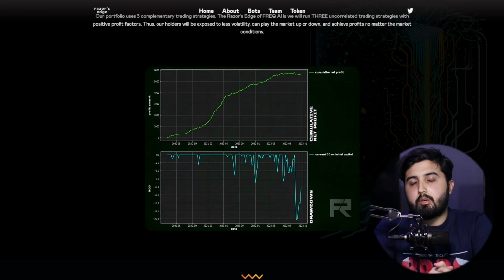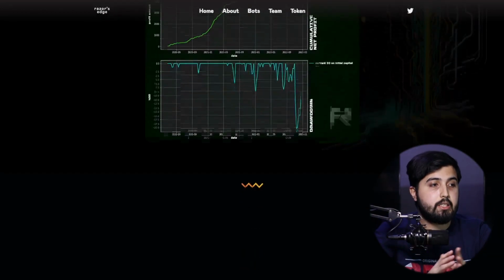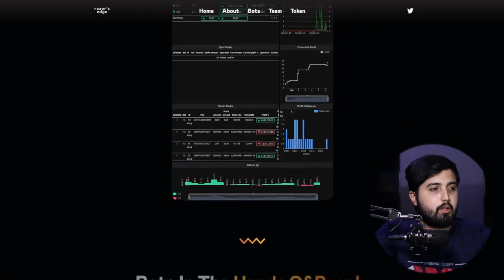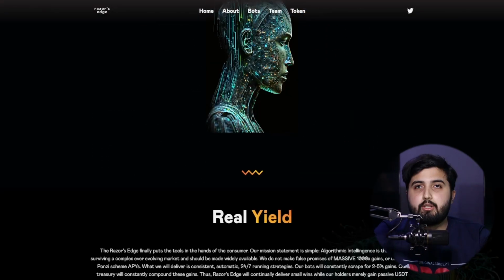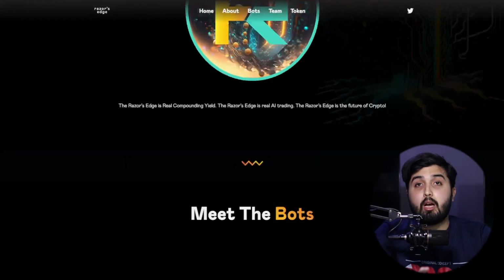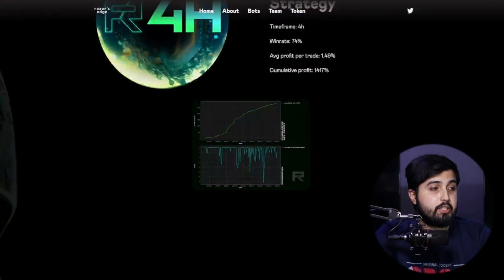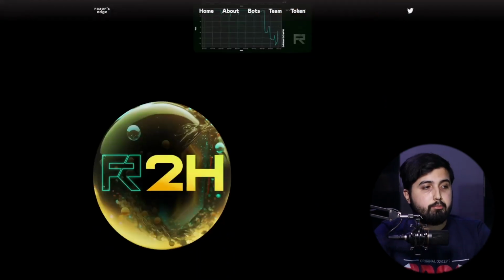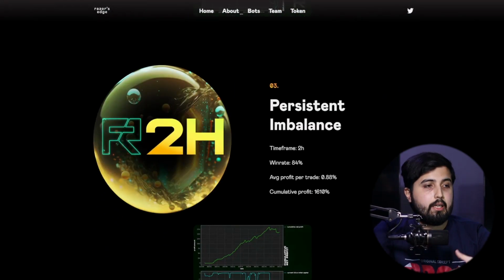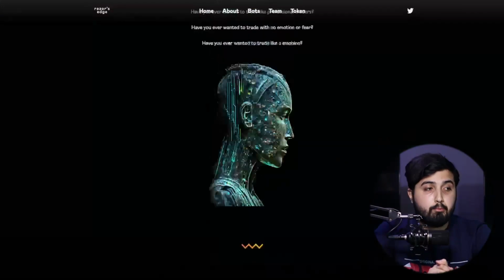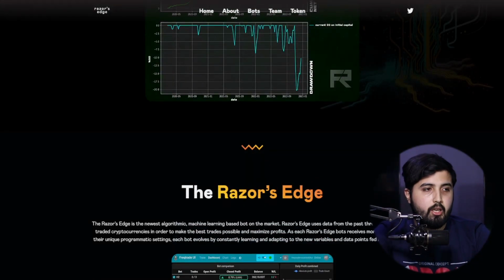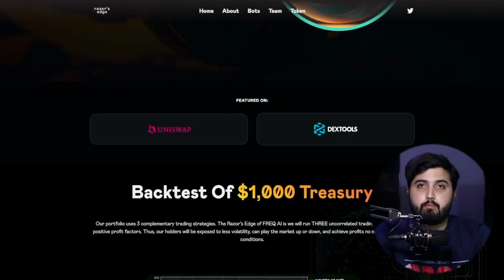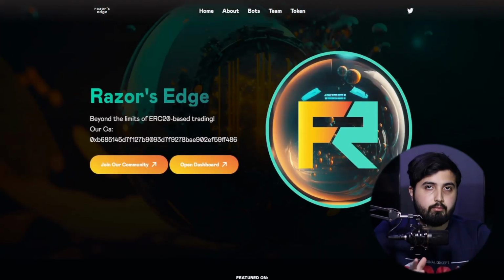Their portfolio comprises 3 distinct strategies that complement each other. The Razor Edge technology was developed by Frek AI, which allows us to execute 3 uncorrelated trading strategies, each with a positive profit factor. This approach reduces volatility and enables holders to benefit from market movements in both directions, regardless of market condition, which is something that I said in the start, which ensures that the profits are achieved.